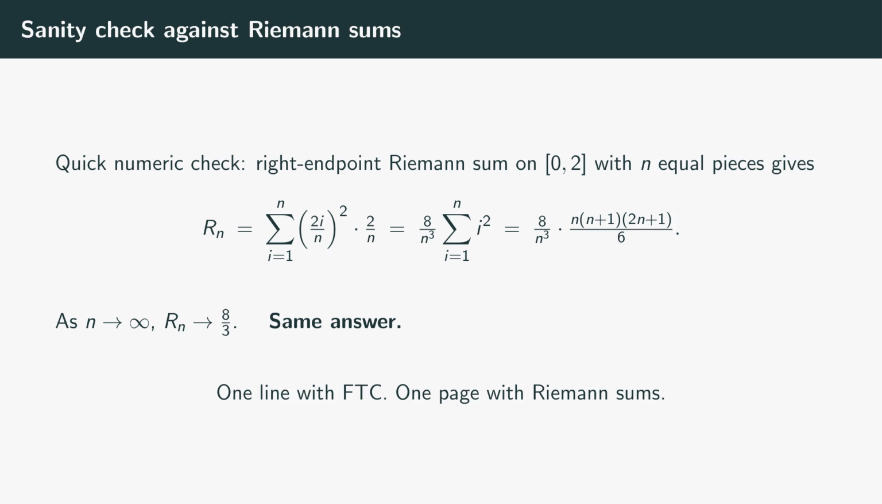And that sum, conveniently, has a closed form. n times n plus 1 times 2n plus 1 all over 6. Multiply through, take the limit as n tends to infinity, watch the lower order terms die, and what survives is 8/3. Same answer. One way took a subtraction, the other took a page. Take the subtraction.